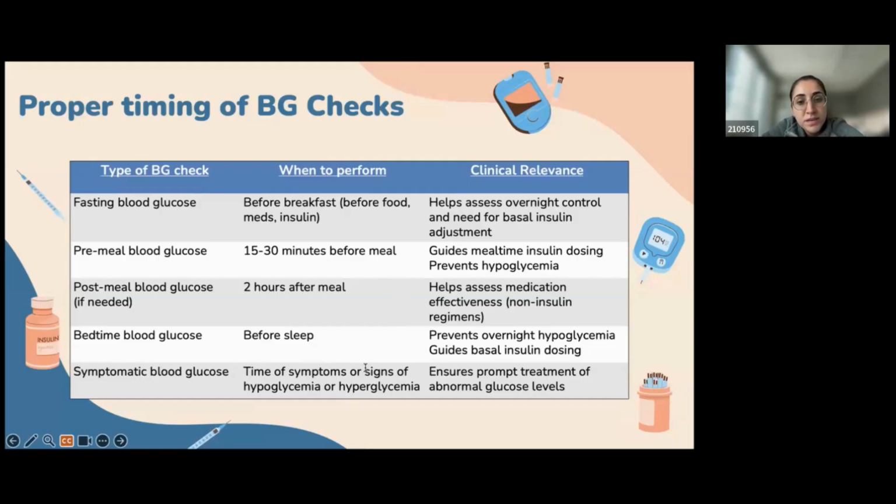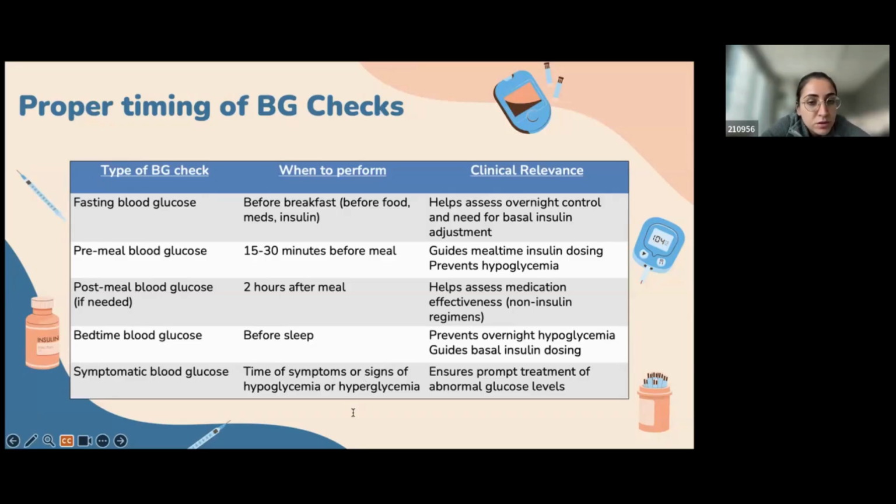This helps assess the overall glucose control overnight. If the patient is on basal insulin, then the fasting blood sugar in the morning can give you a rough indication of whether or not the basal insulin dose is appropriate or needs to be adjusted. Then before each subsequent meal throughout the day, this should be done about 15 to 30 minutes before the patient starts eating, and this will guide the mealtime insulin dose and prevent hypoglycemia. Then one more blood sugar check before bedtime, just before sleep, and this helps prevent overnight hypoglycemia and guides the dosing of the basal insulin that is usually given at night.